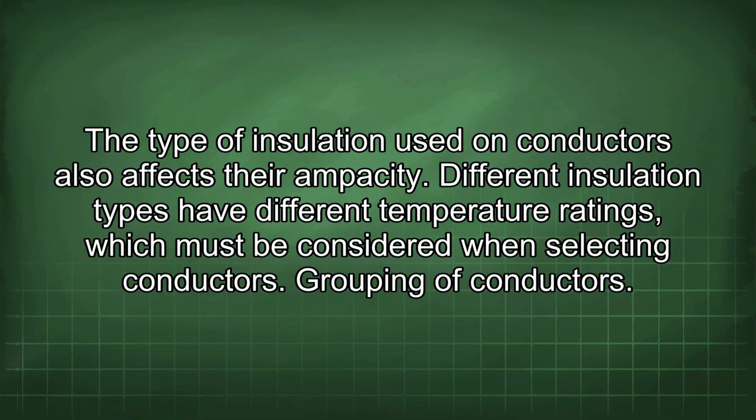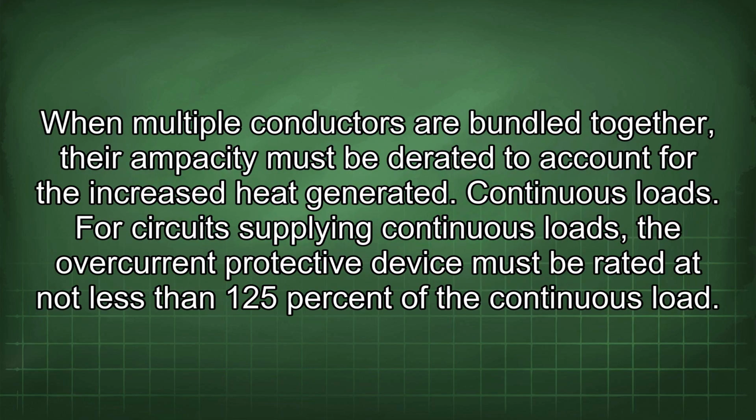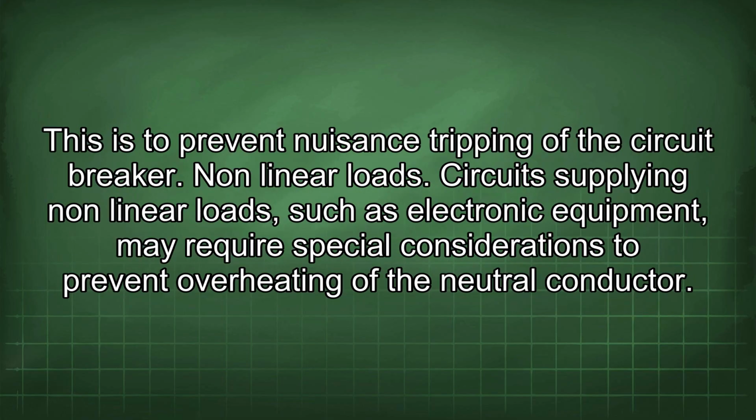Grouping of conductors. When multiple conductors are bundled together, their ampacity must be derated to account for the increased heat generated. Continuous loads. For circuits supplying continuous loads, the overcurrent protective device must be rated at not less than 125% of the continuous load. This is to prevent nuisance tripping of the circuit breaker.